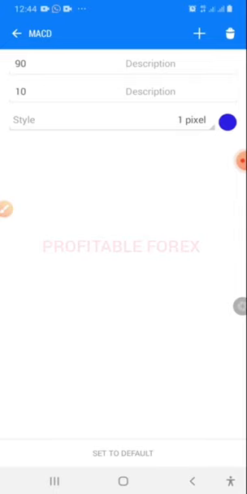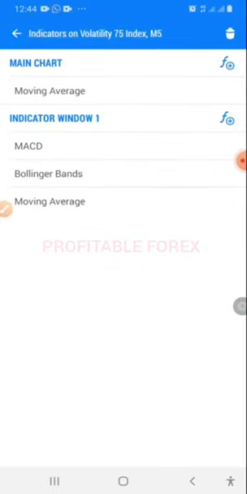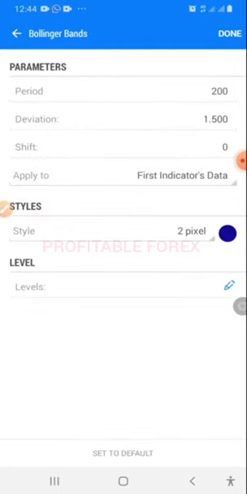So click on done. Now let's proceed to the second indicator on the indicator window, which is the Bollinger Band. For the Bollinger Band setup, we have period 200, deviation 1.5, shift 0, apply to first indicator's data, style 2 pixel, color any color of your choice, but I used blue. There are no levels, so leave the levels empty.